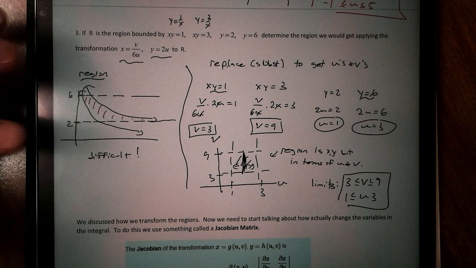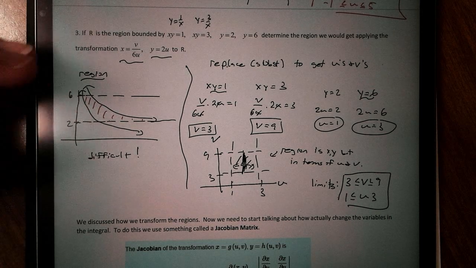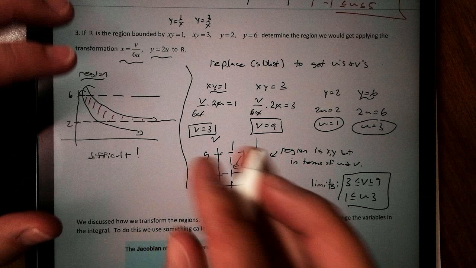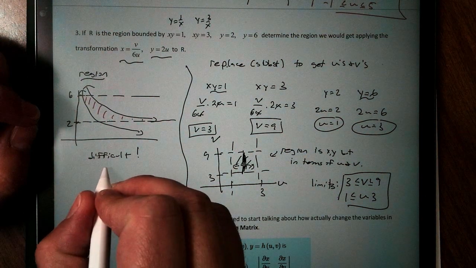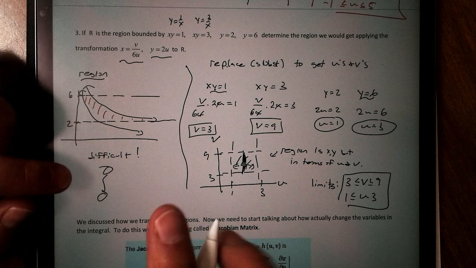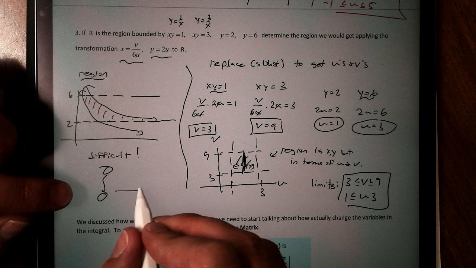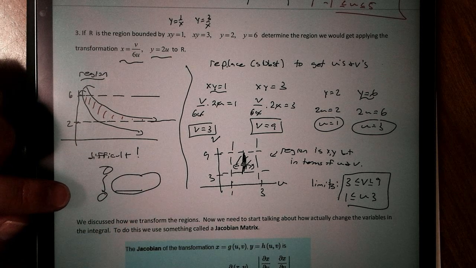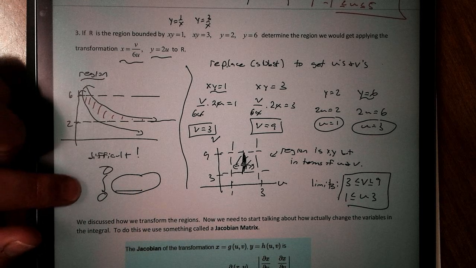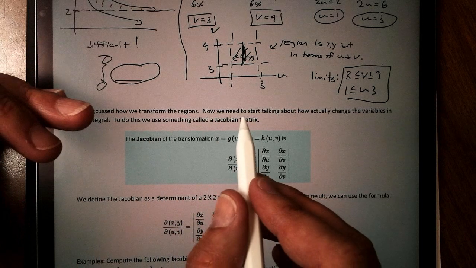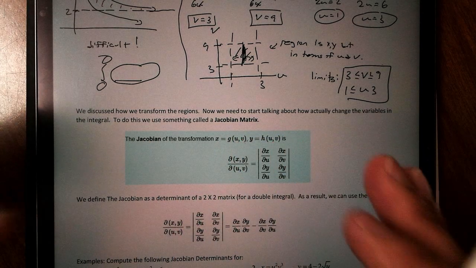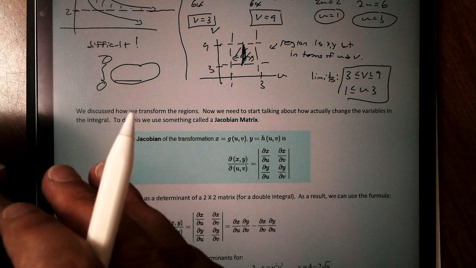Okay, so we've been talking about how we change the base, how we change the domain. In other words, remember when you use substitution, we talked about how we can change the domains. Now we're going to start talking about how we change the function itself that we're going to be integrating. To do this, we need to start talking about how we actually change the variables inside the integral.